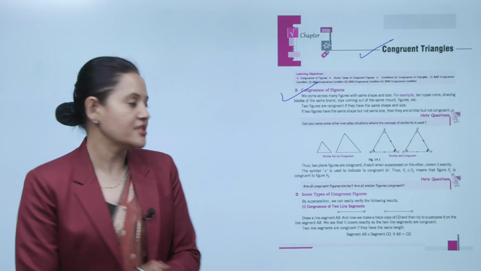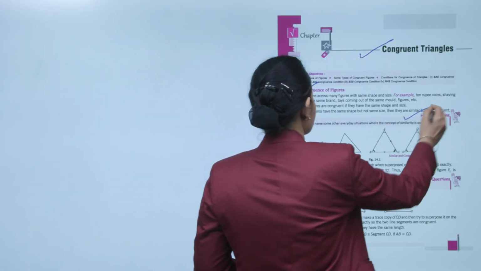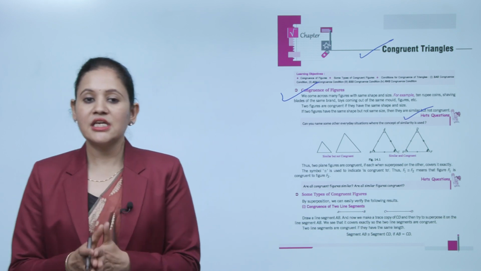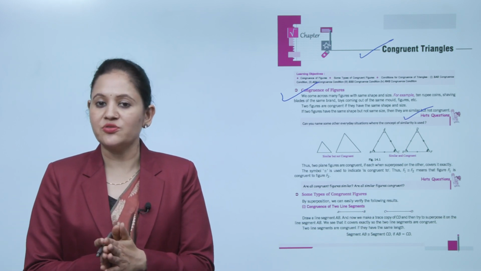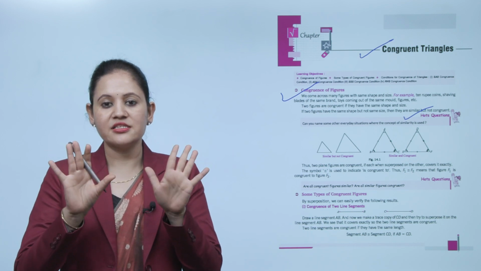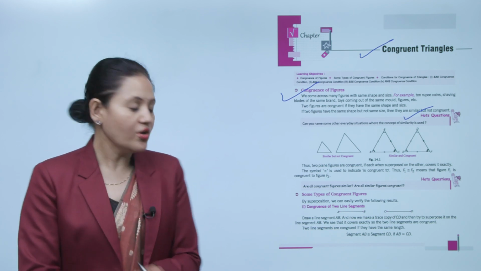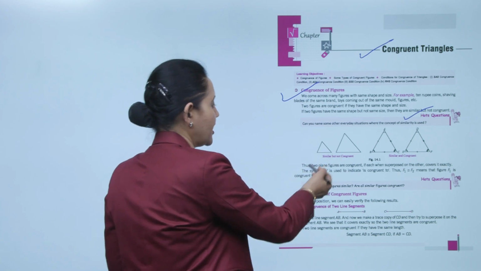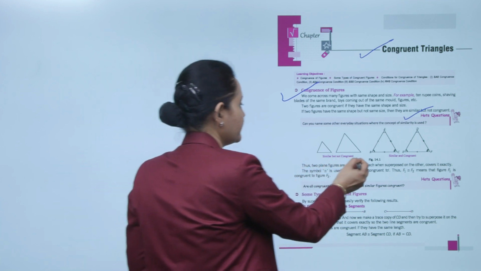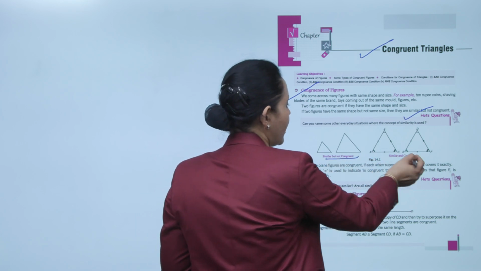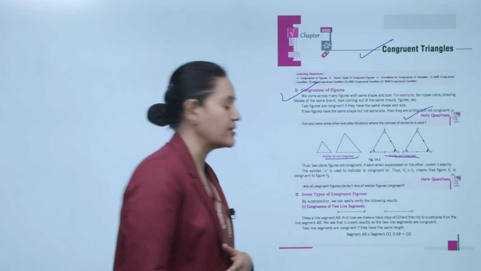Next is HOTS question. Can you name some other everyday situation where the concept of similarity is used? If we look at our hands, they are similar. So, here the two triangles are similar but they are not congruent. These two are similar and also congruent.